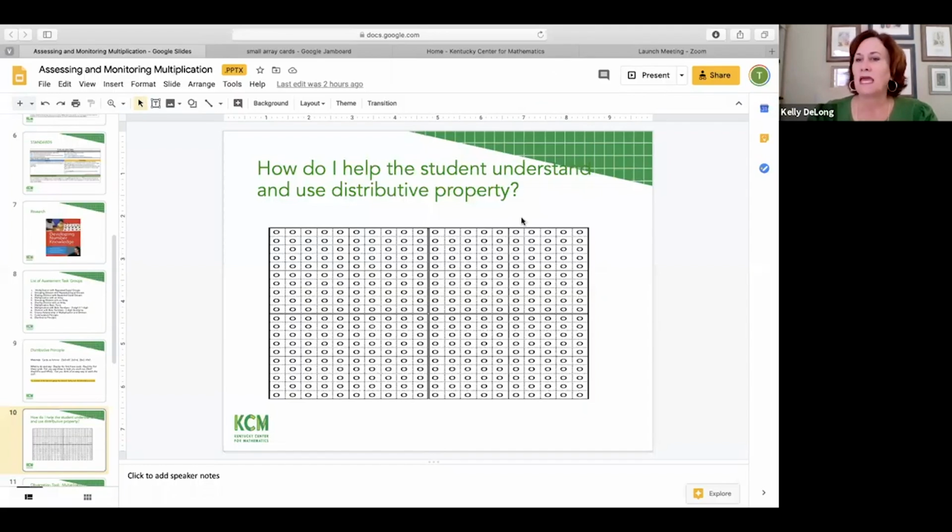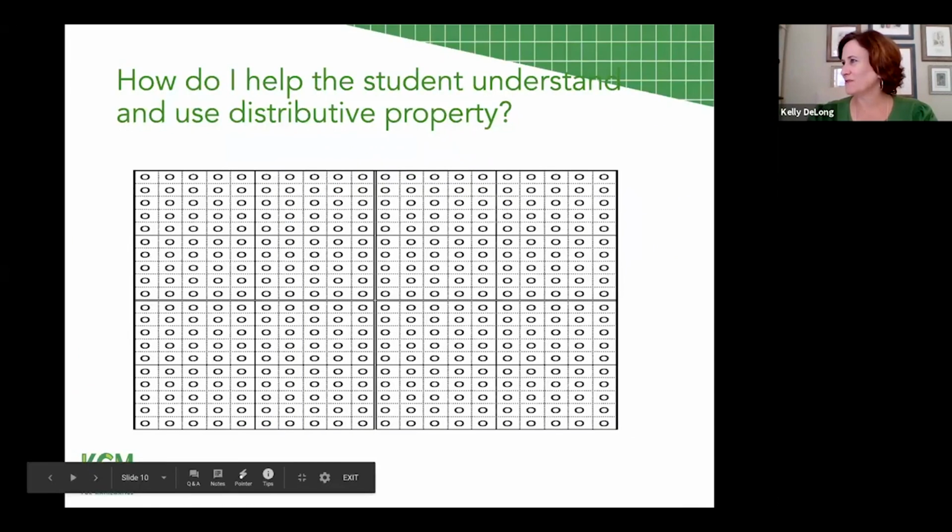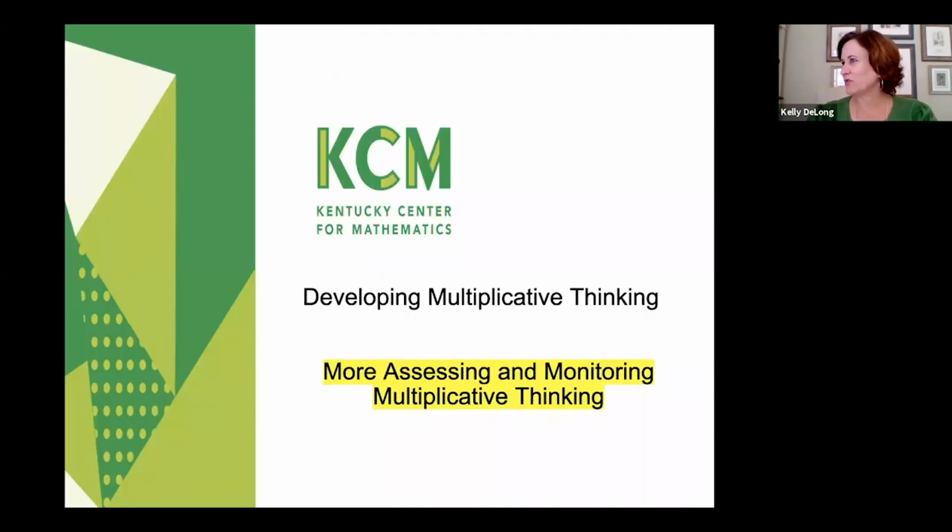Multiplicative thinking. And we have today one of our best assessors. This is Tonda Thompson, regional consultant with the Kentucky Center for Mathematics. And she'll be sharing some ideas about how we are going to assess and monitor this multiplicative thinking. So Tonda, I look forward to learning from you this afternoon.